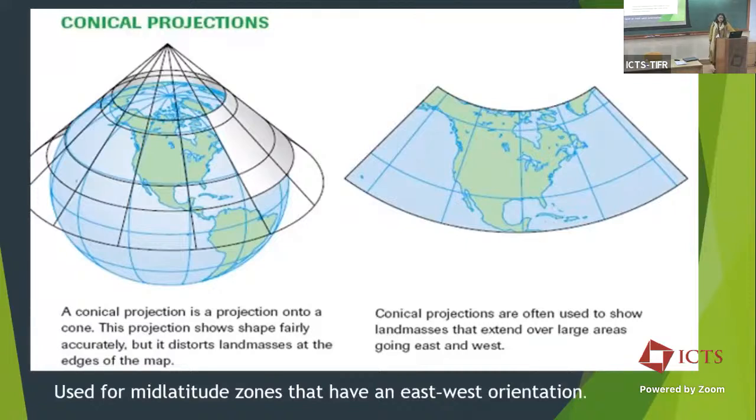So where would we need conical projections? They're usually used for mid-latitude zones which are wide east-west rather than long. So North America is a good example of where a conical projection would be quite useful. Yeah, so you can see that the projection shows shape fairly accurately, but it tends to distort land masses at the edge of the map.